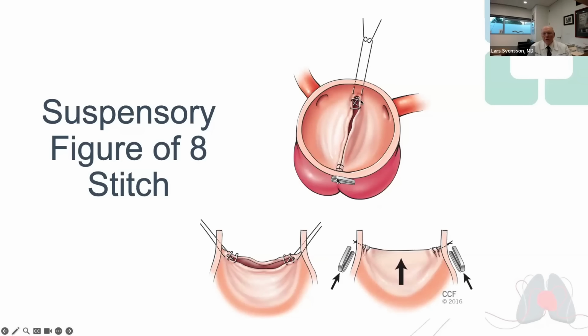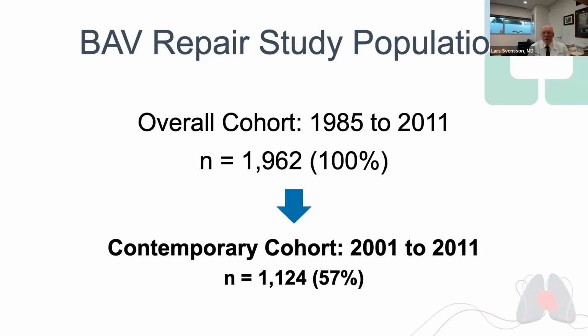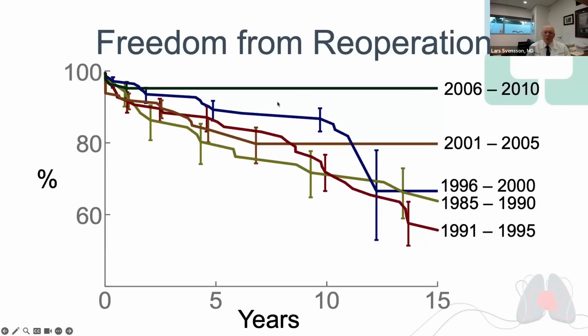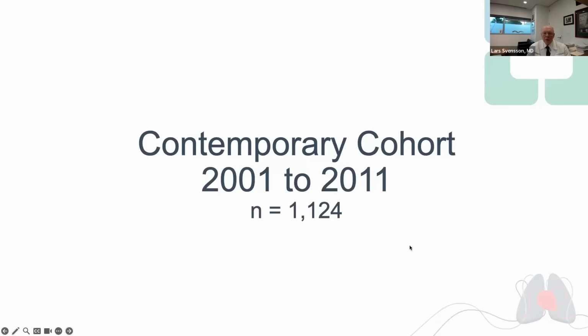Here's another figure of 8 suture on a bicuspid valve. So what about bicuspid valve repairs? Between 1985 and 2011, we'd done about 2,000 bicuspid valve repairs, and we looked at the more recent population up to the end of 2011. We're about to do another study of this, but in the more recent operation patients with better techniques, the durability was better. Now, obviously, we don't have 15-year follow-up for all of those patients, so just make that point.